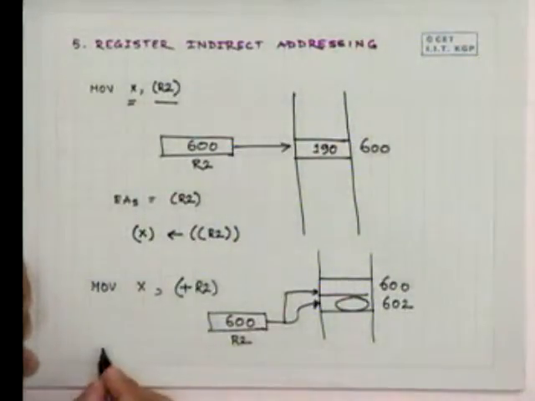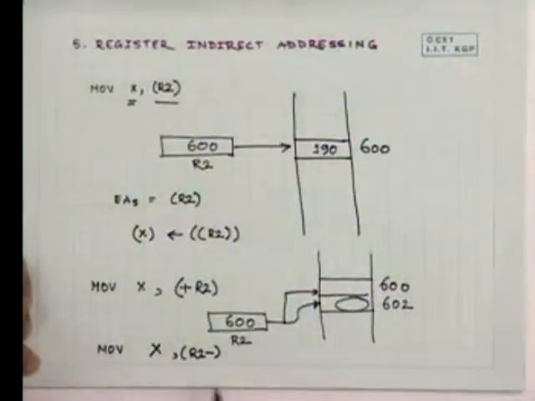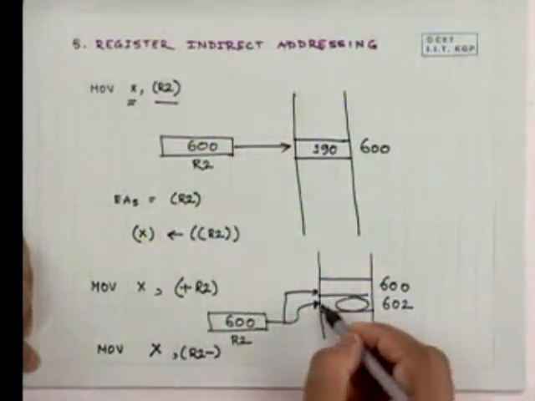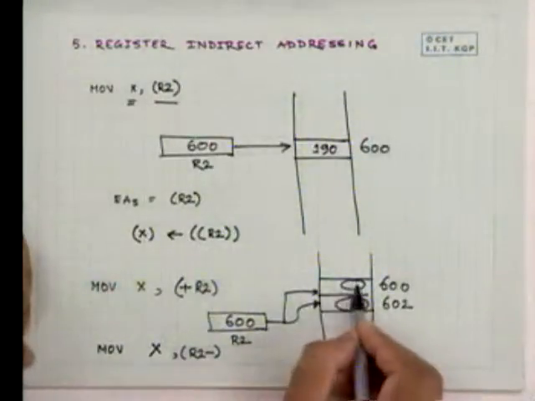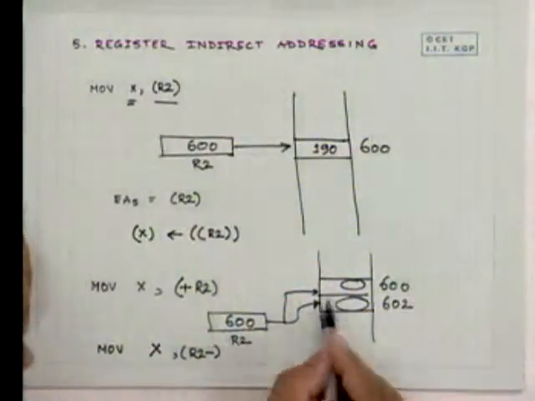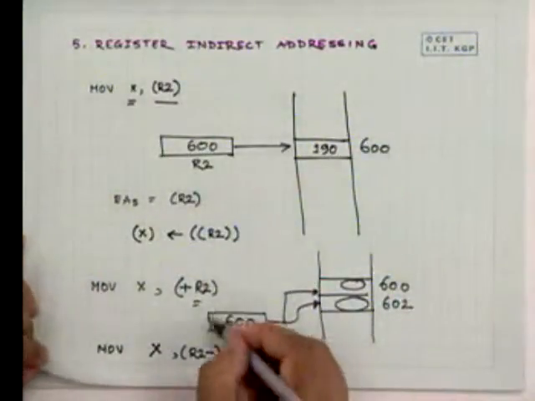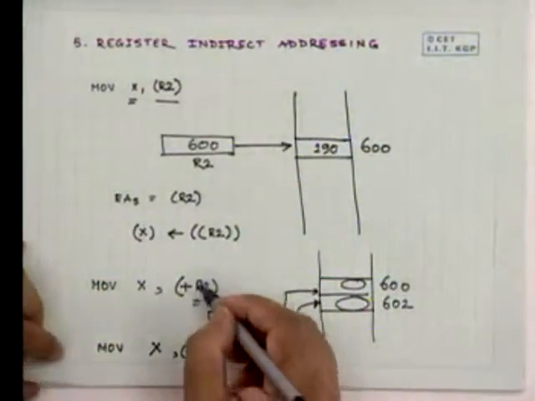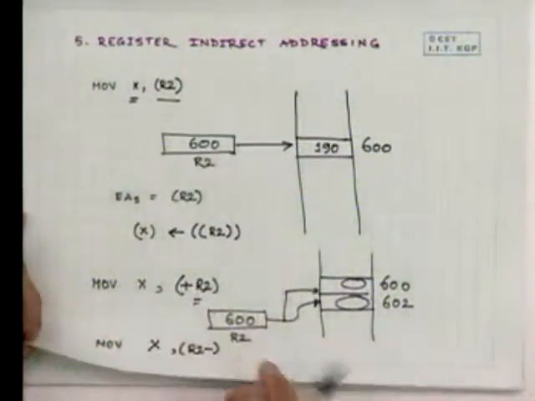Similarly, we can say move R2 minus to say X2, which means the register will be decremented first, and then the content of the memory location pointed to by R2 will be taken. Now you see that this is more or less equivalent to the push and pop operation that we had with the stack pointer.